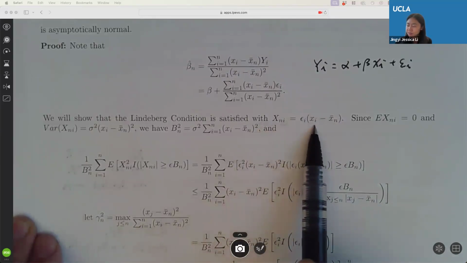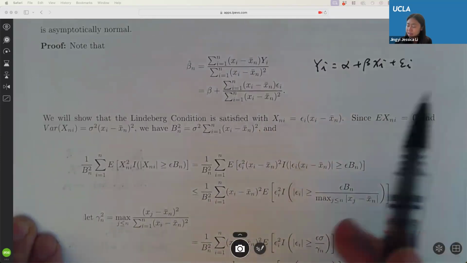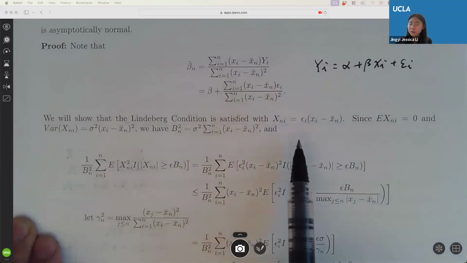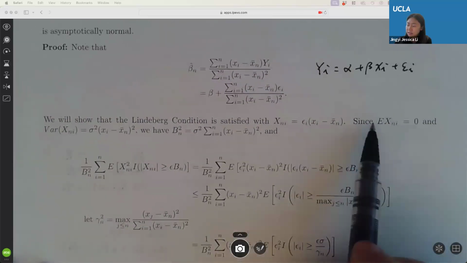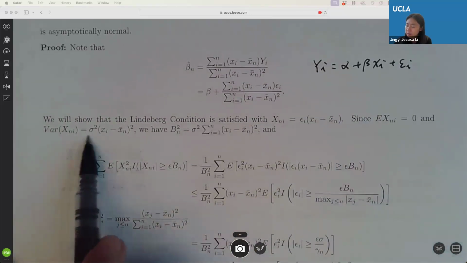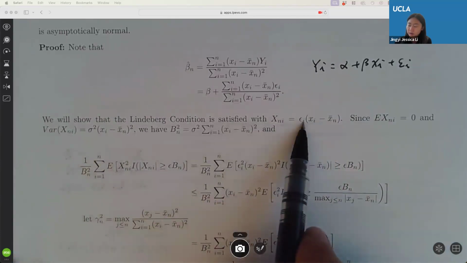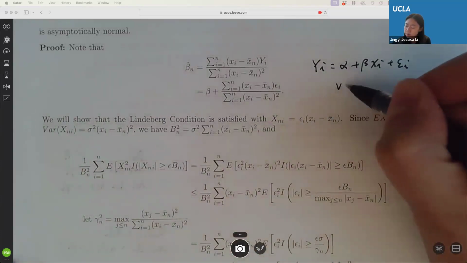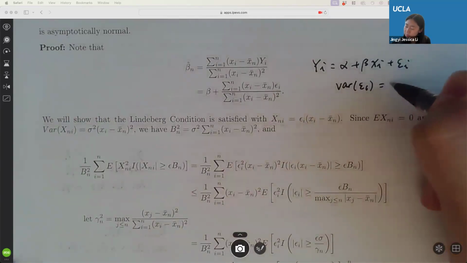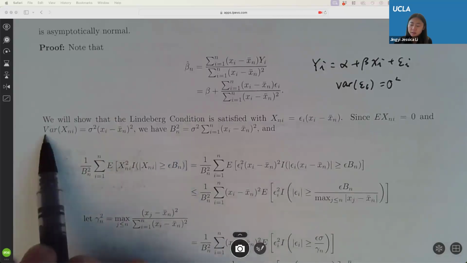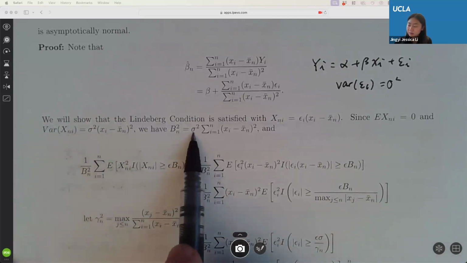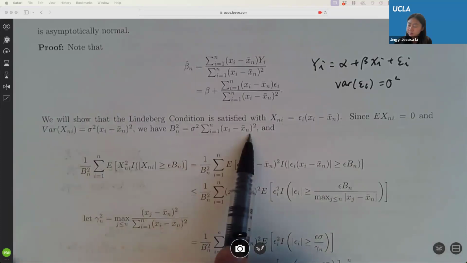So epsilon i times (xi minus x n bar) comes from the numerator here, and that is our definition of X n i. We also need X n i to have mean 0 in the Lindeberg-Feller theorem, which is why we construct it this way. So it does have mean 0, and it has this variance because epsilon i has variance sigma squared. Let me write it here. Then Bn squared, the sum of the variances of X n i, is just sigma squared times the sum.